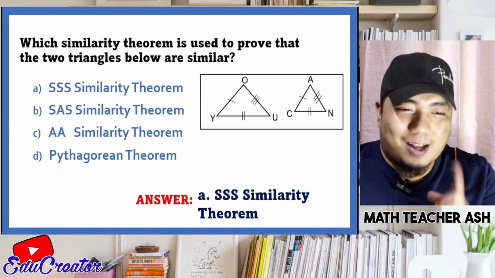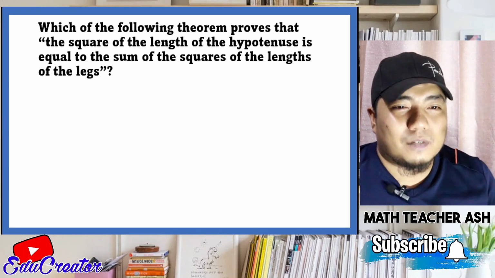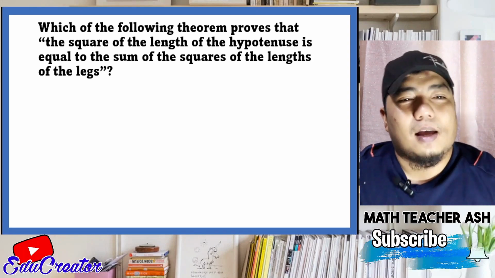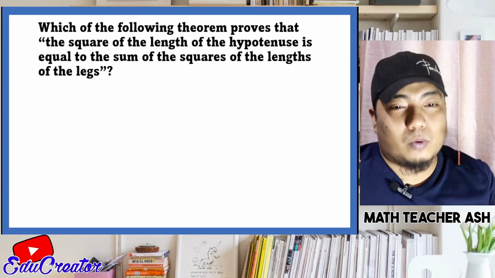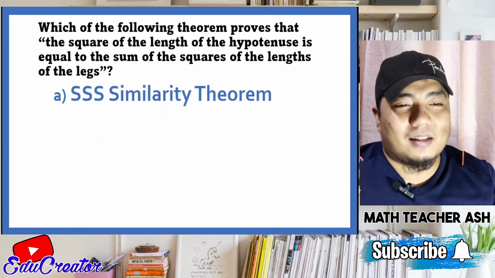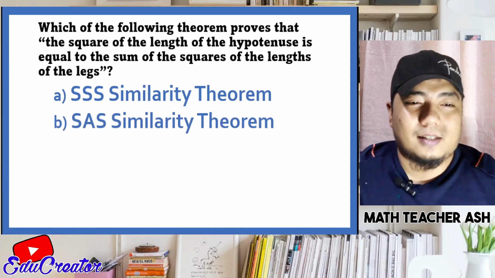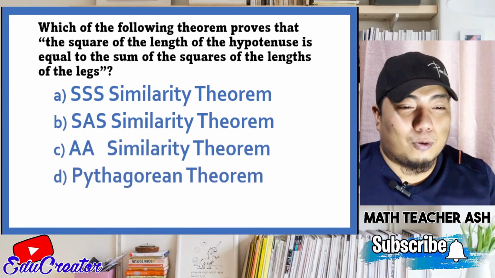I hope you can still follow our discussion. Next, which of the following theorems proves that the square of the length of the hypotenuse is equal to the sum of the squares of the lengths of the legs? Is it A, SSS similarity theorem, B, SAS similarity theorem, C, AA similarity theorem, or D, Pythagorean theorem?